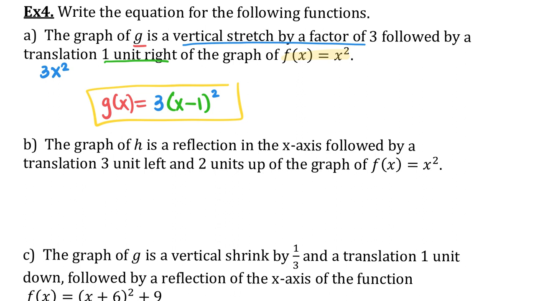Okay, the graph of h is a reflection in the x-axis followed by a translation 3 units left and 2 units up of the graph of f of x equals x squared. So I'm going to start with f of x equals x squared. I'm going to go in order. Reflection in the x-axis, negative x squared. Now what? 3 units left, negative (x plus 3) squared, and 2 units up, plus 2. Did I get it all? What are we calling this? H of x. There we go.